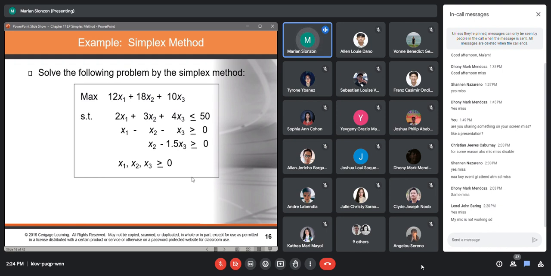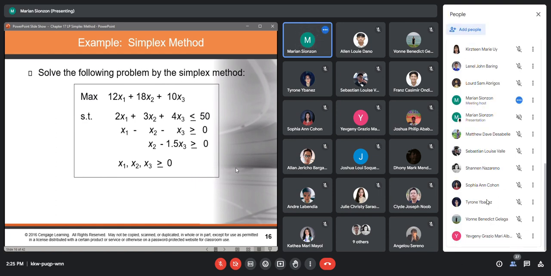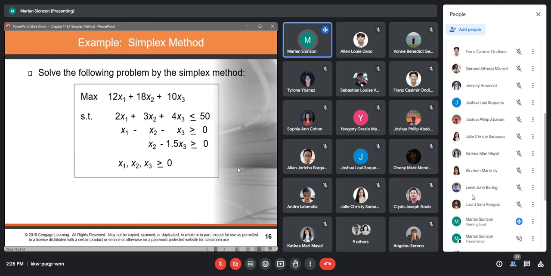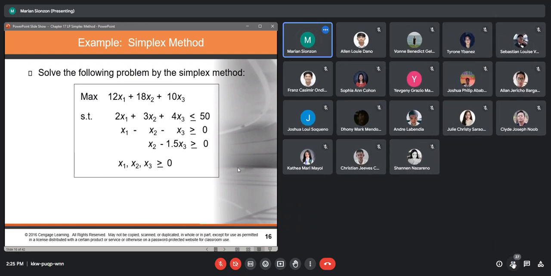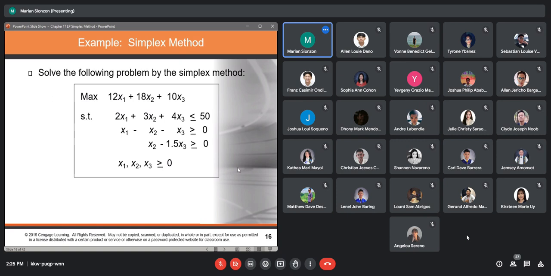Therefore, how do we transform this into its standard form? Gem C, how did we transform this into standard form, this first one?